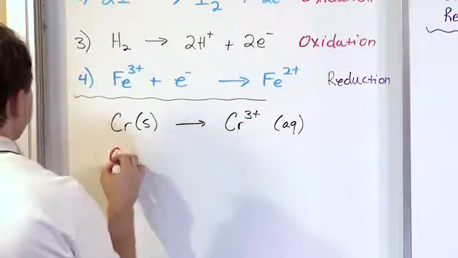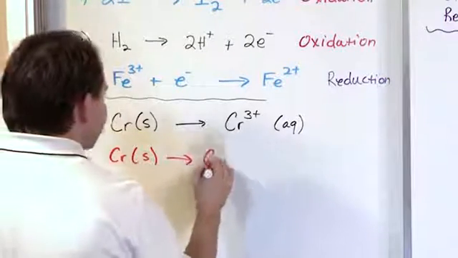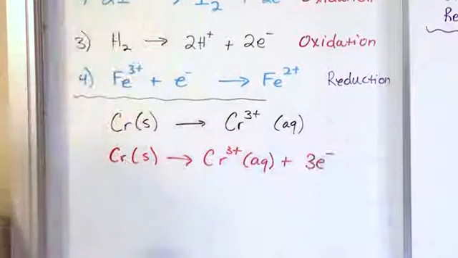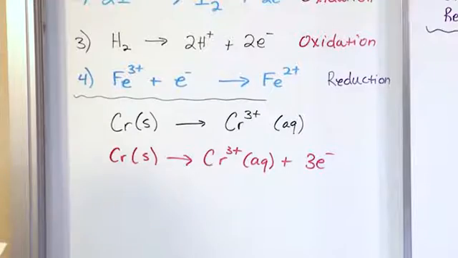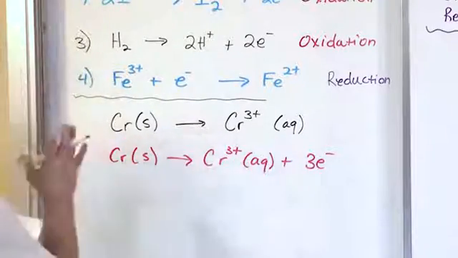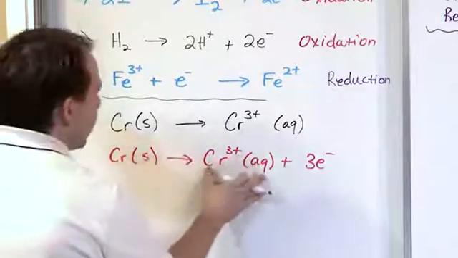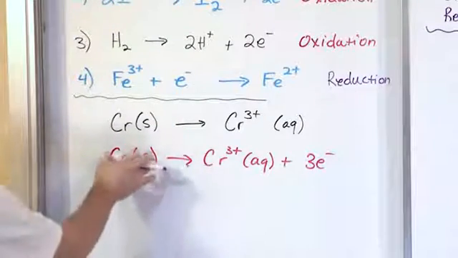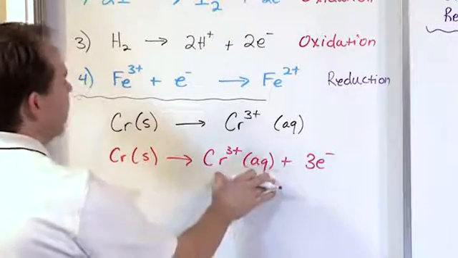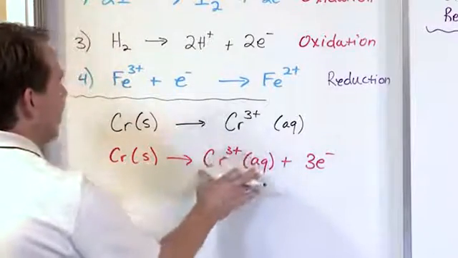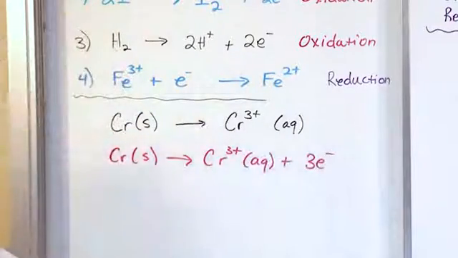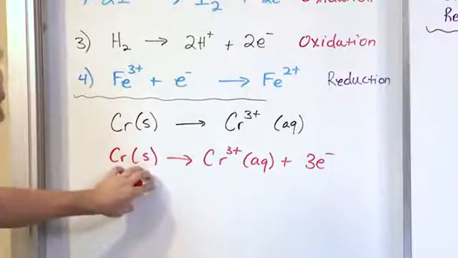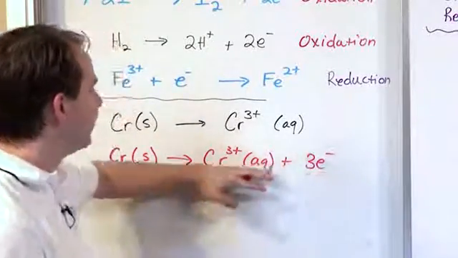What needs to happen is chromium really is going to end up being Cr3+ plus 3 electrons. This is a balanced half reaction. The reason we call it balanced is because it's balanced with respect to both the atoms. We have 1 chromium atom here and 1 chromium atom there, but also in regards to the charge, because here we have a situation where we end up with an ion and we have to account somehow for how this ion came about, and so this guy liberates 3 electrons there. So we have a balanced half reaction here because we have the atoms balanced, the chromium's balanced, and we're taking account of what's going on with the electrons. 3 electrons are gone away.